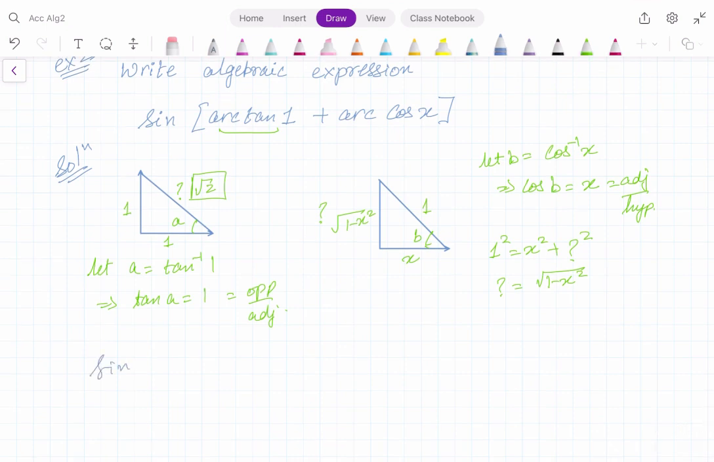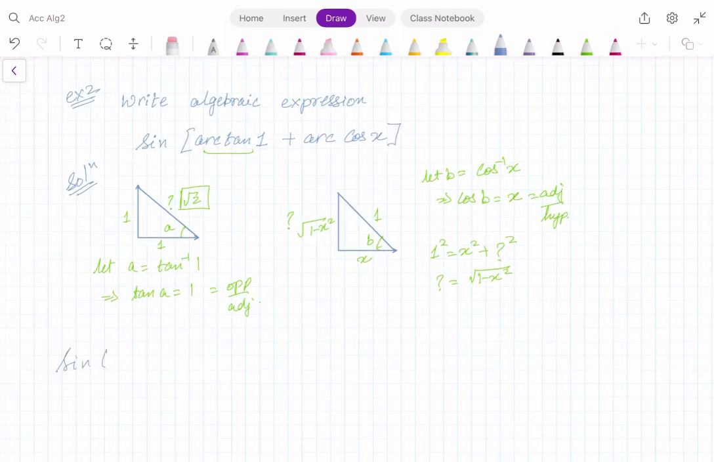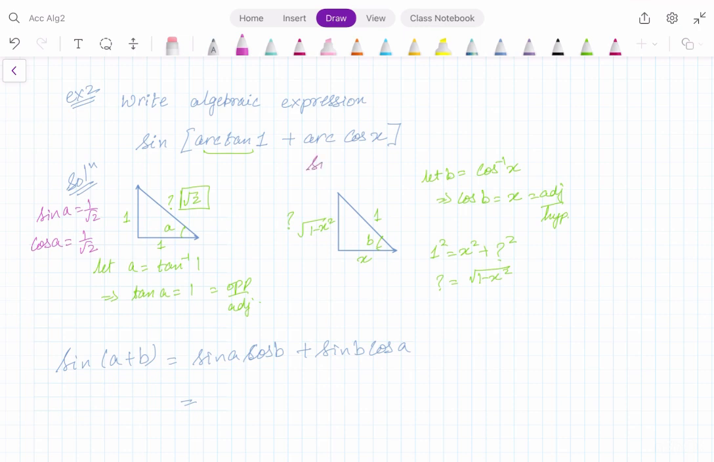Now we have all the sides ready. So let's use the sum formula for sine. Sine A plus B. Remember, sine goes along with cos. Sine A cos B plus sine B cos A. So let's find the values. Sine A will be 1 over radical 2 because opposite over hypotenuse, and cos A will be 1 over radical 2 again. Sine B, opposite over hypotenuse, so radical 1 minus x squared, and cos B will be just x. Let's put them in the equation.